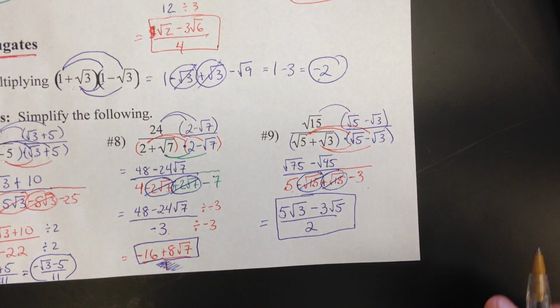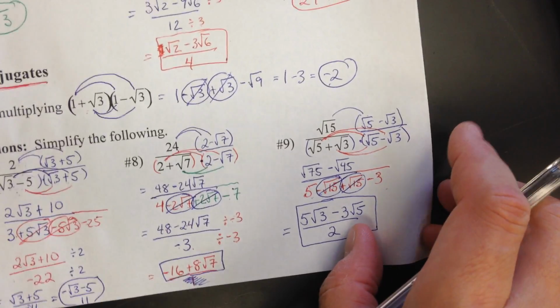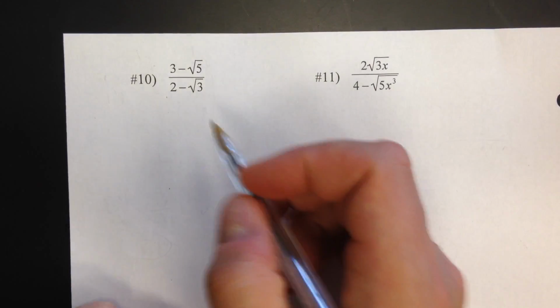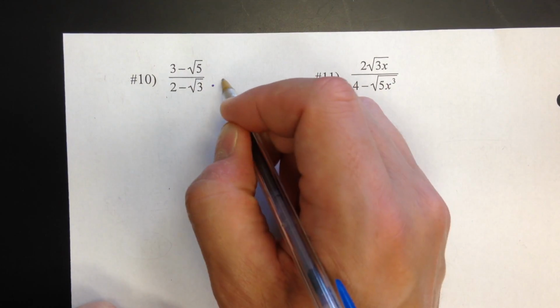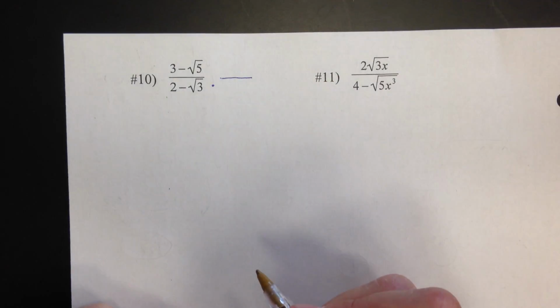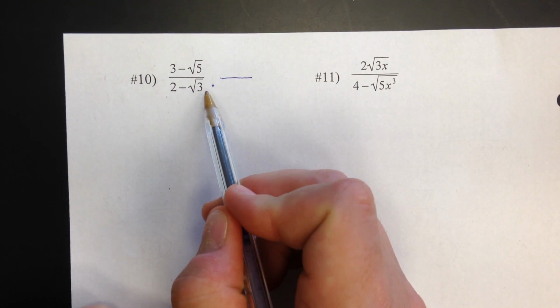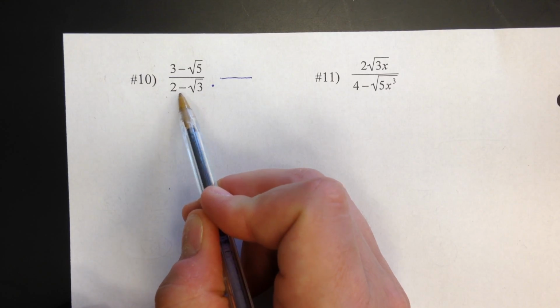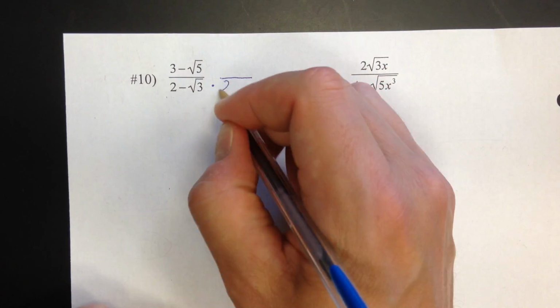Okay, I actually want to do one more problem here. So if we flip it onto the back, let's do 10. Okay, we won't worry about number 11. Number 10, the key to these is you just have to be patient. Now I'm trying to get rid of the radical in the denominator, so I'm going to multiply by the conjugate, which is 2 plus root 3.